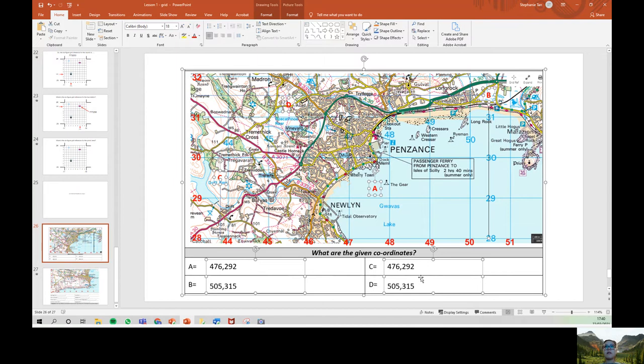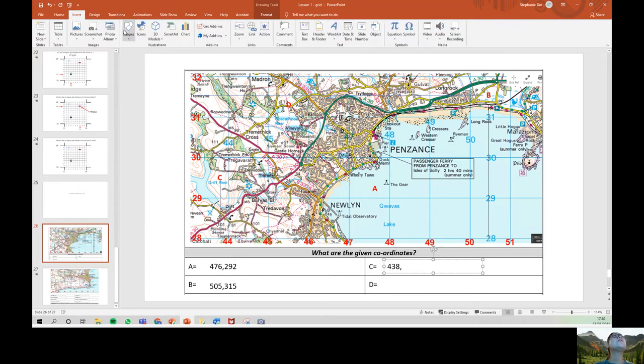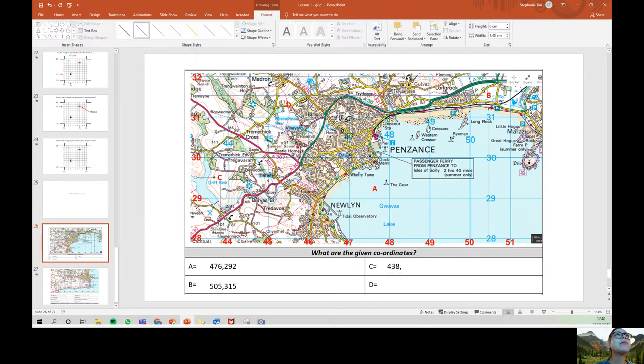And so it would be 438, comma, and then what we need to do is draw a line going horizontally here, and that I would say is halfway between 29 and 30. So our coordinates there would be 295. Can you please complete the last coordinate D, which is here? You might not be able to draw lines, but you can estimate it.